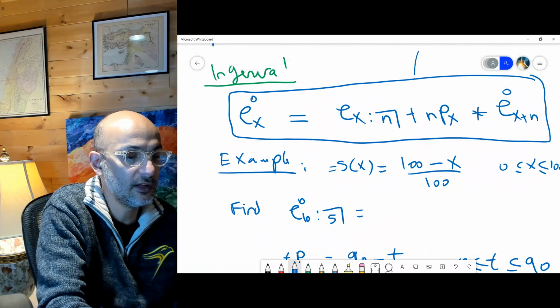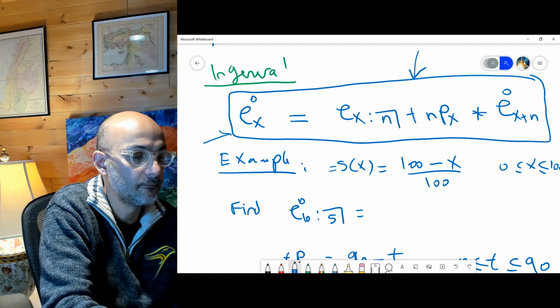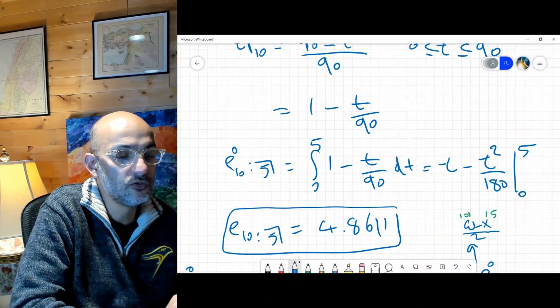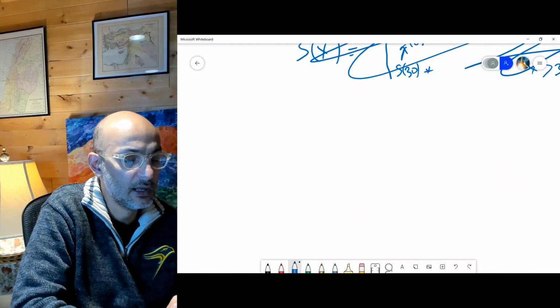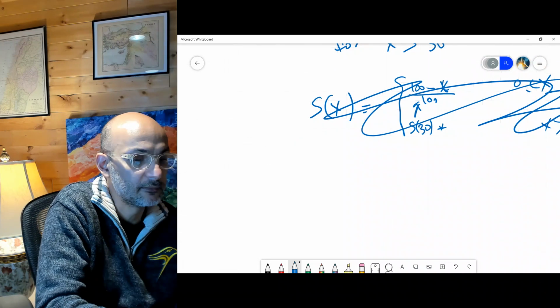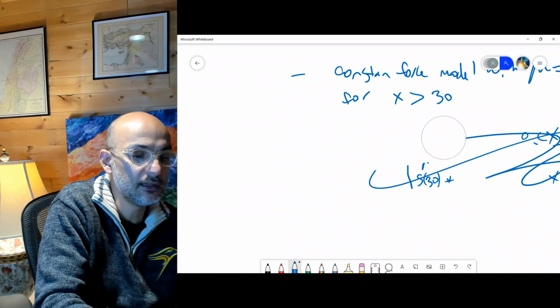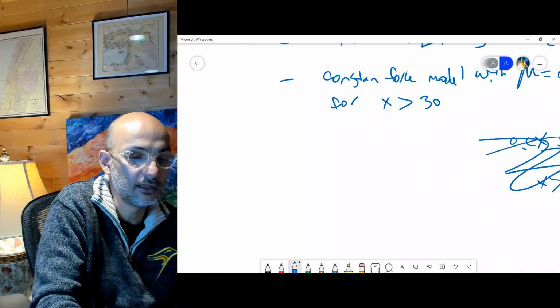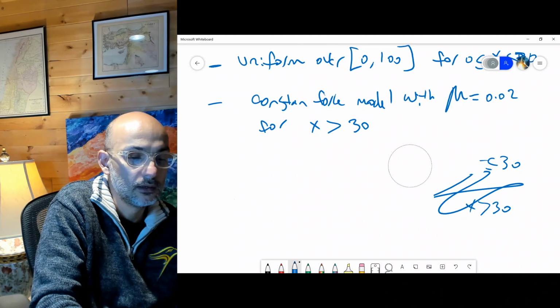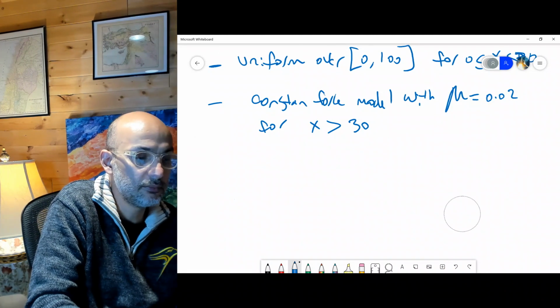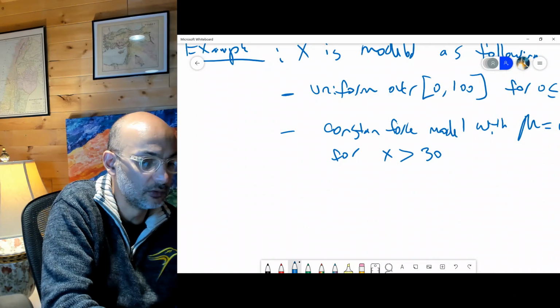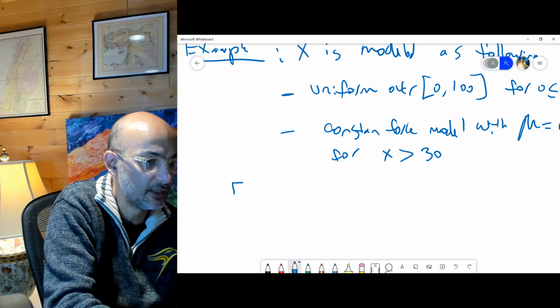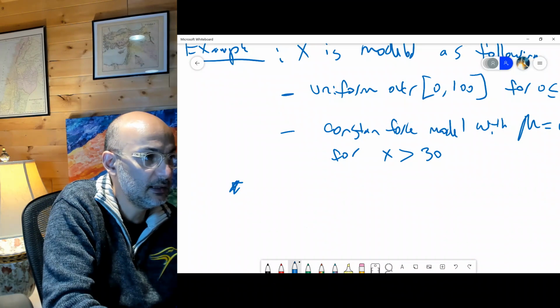We use this relationship. We don't need to do any integration of the new s of x. So let's do it the easy way. When it's easy, let's not complicate it. The easy way is simply to recognize that the question is to find e of 0.